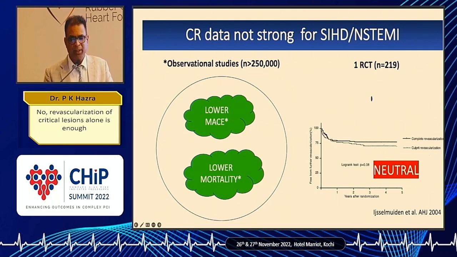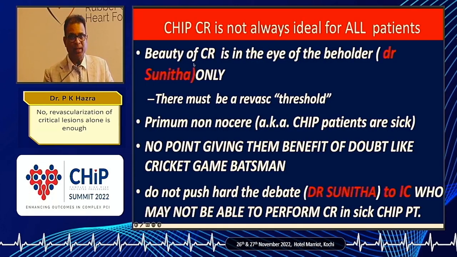So Dr. Sunita has mentioned only one RCT in 2004, which is neutral for complete or incomplete revascularization. CHIP complete revascularization is not always ideal for all patients. Beauty of complete revascularization is in the eye of the beholder. Like, I'm a macho man, I have done PCI on all the territories, diagonal, left main, circumflex. I'm very happy, like Dr. Sunita. There must be a reverse threshold. You should have a boundary, limitations. Primarily non-complete. The CHIP patients are very sick.